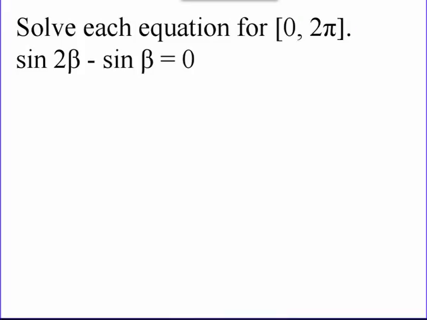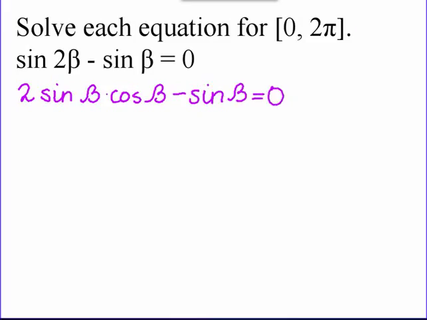Ideas? Use a formula. Okay, use a formula. That's a good idea. So what formula? One that we have written on the board. 2 sine beta cosine beta minus sine beta equals 0. All we did is substitute in place of sine of 2 beta our double angle formula. Now you notice each of the terms has a sine. So let's factor it out. If I take sine of beta out, I'm left with 2 cosine beta minus 1 equals 0.